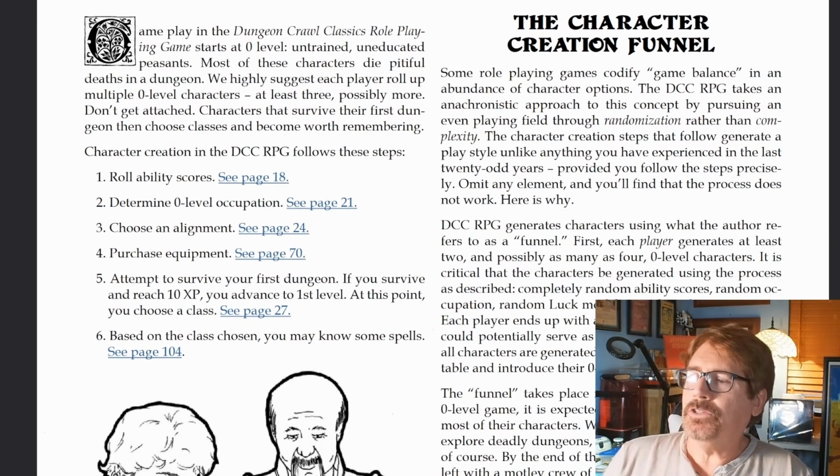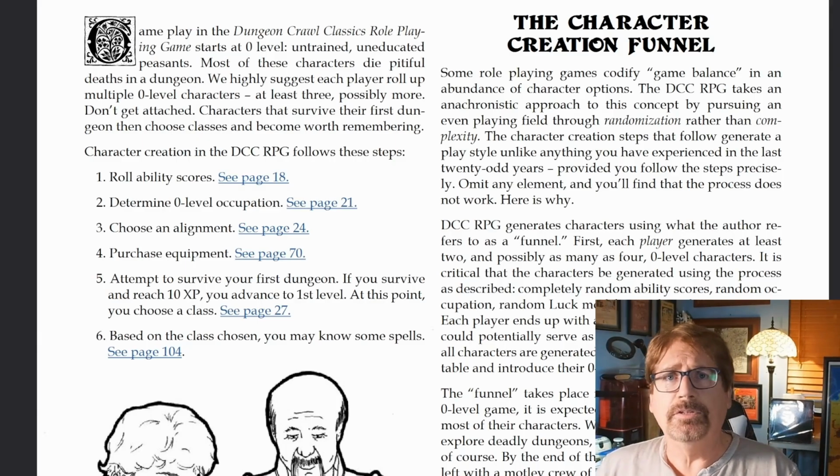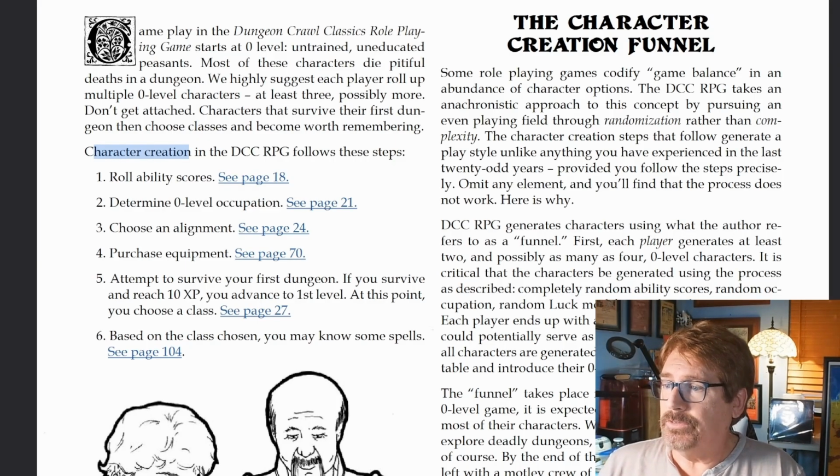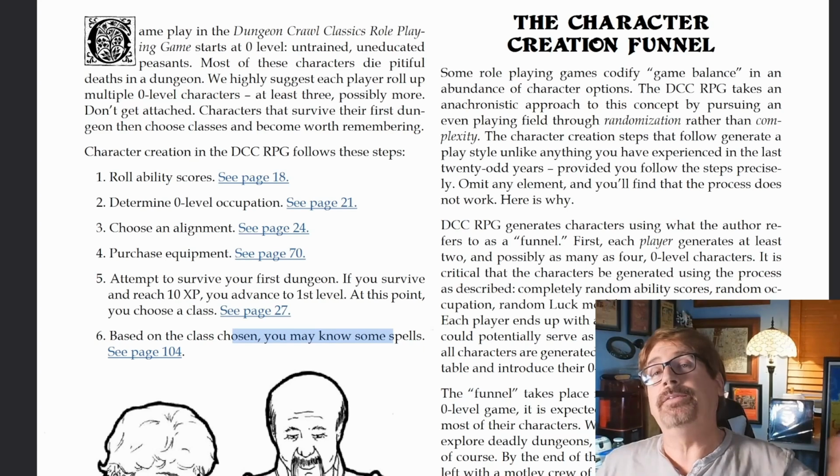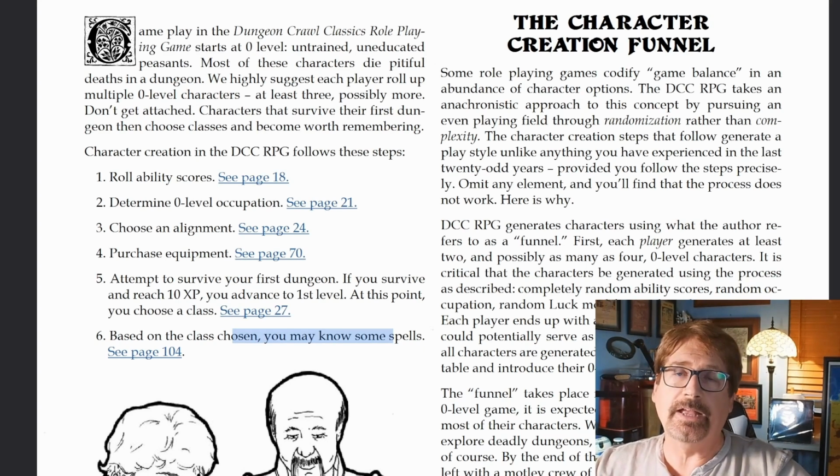And then right away, it starts off with an outline of how to do custom creation. It states that you start off at level 0, and there's a short list on character creation, where 1 is roll your abilities, 2 is determine your 0 level occupation, 3 is choose an alignment, 4 is purchase equipment, 5 is attempt to survive your first dungeon, and 6 is based on the class chosen, you may have some spells. So this is a thing right away that doesn't really mesh well with running an actual epic sandbox campaign for the Temple of Elemental Evil.